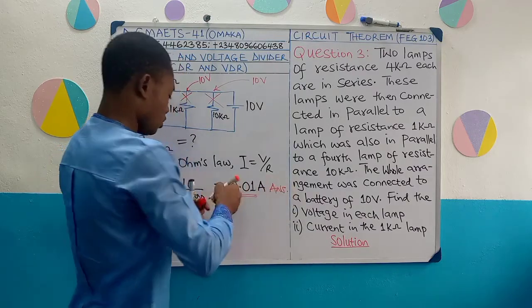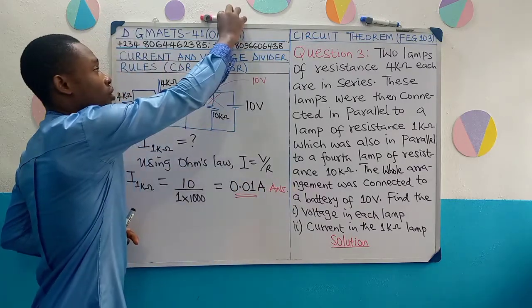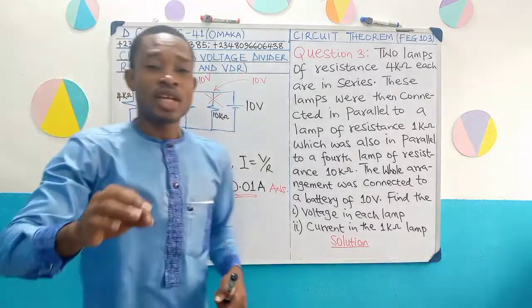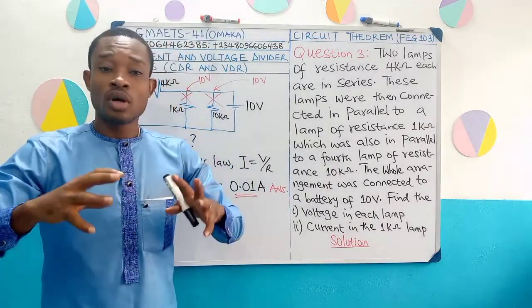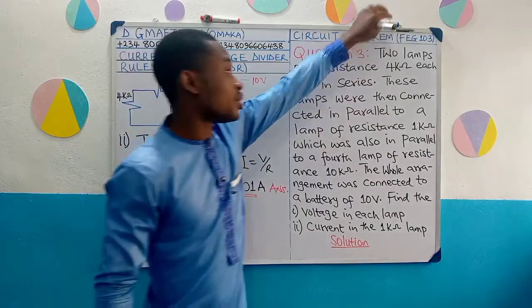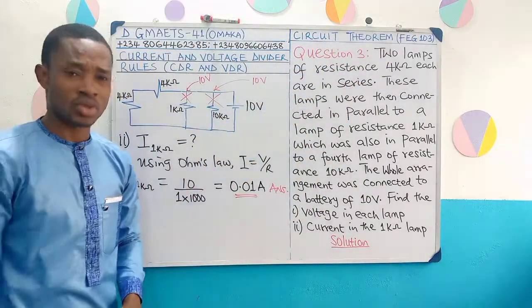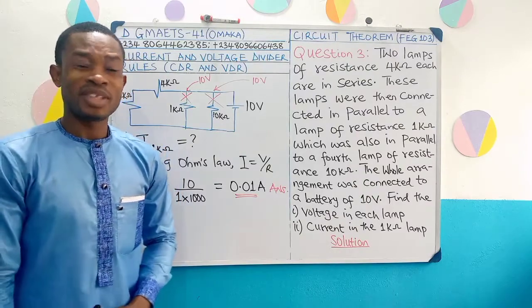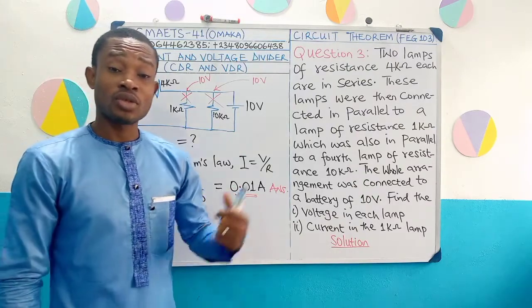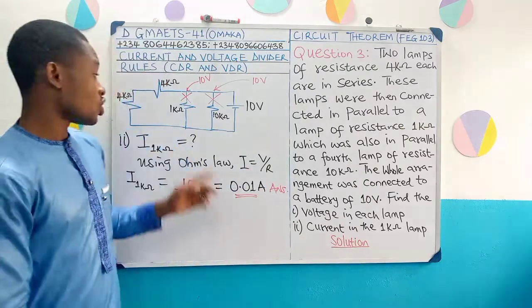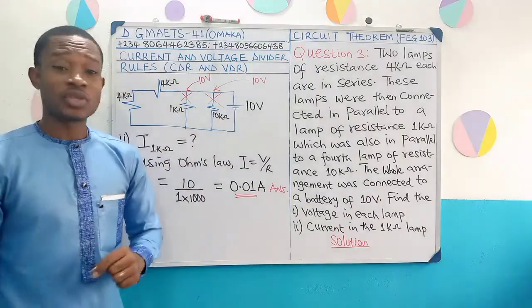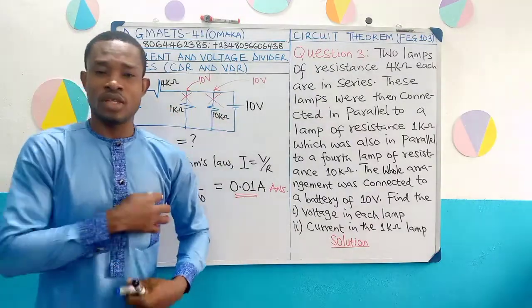So that's the value of the current you're going to get, 0.01 ampere. Answer. Now, you would also recall that I mentioned that if you use your CDR, that is current divider rule, you will still get the same result. Is that okay? But just for us to get our answer quickly, I've chosen to rely on Ohm's law since we know the value of the resistance and the voltage in it.